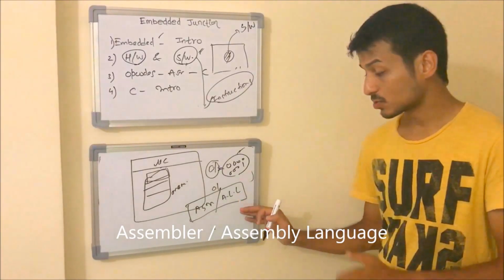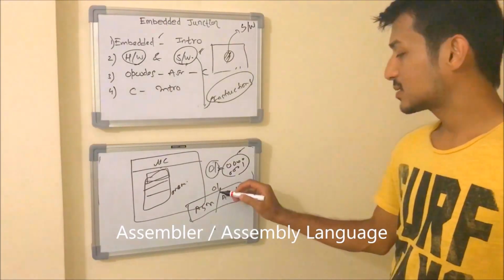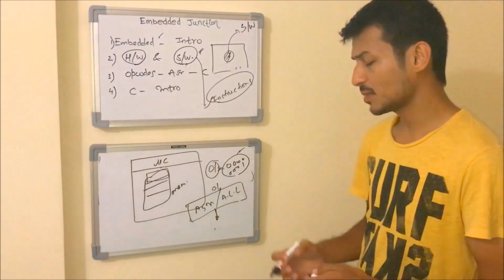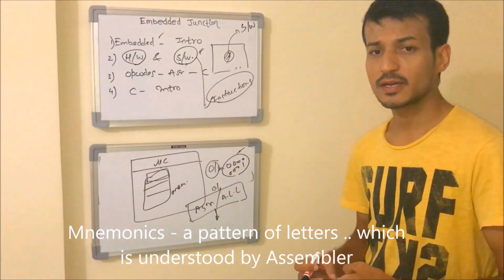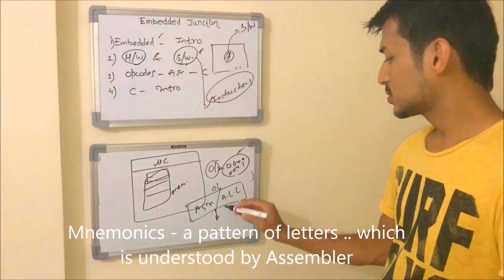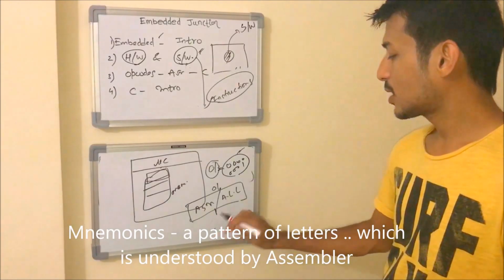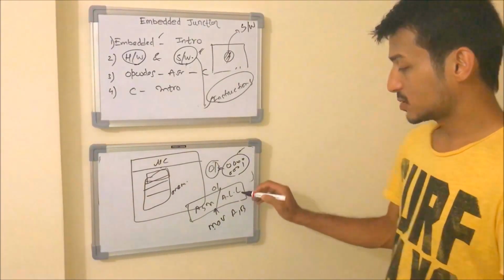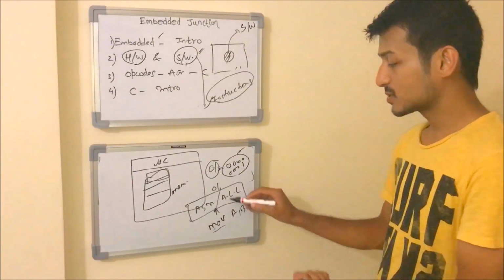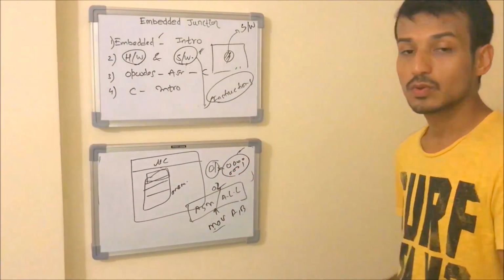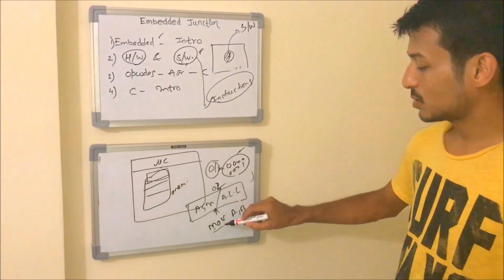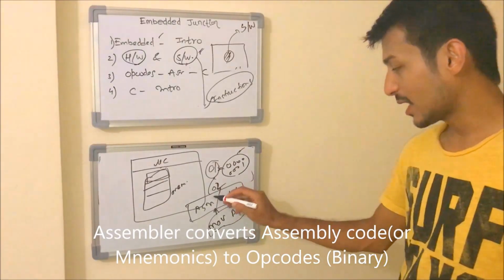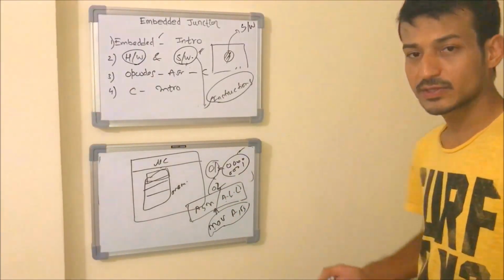Assembly level language is not a high level language, but I can say it's a middle level, with some mnemonics which are easily understandable by a human programmer. I can make it this way: let's say it's move a comma b. This assembler knows that move a comma b is nothing but the instruction 02. So the assembler converts these mnemonics into opcodes, and this language is known as assembly level language.